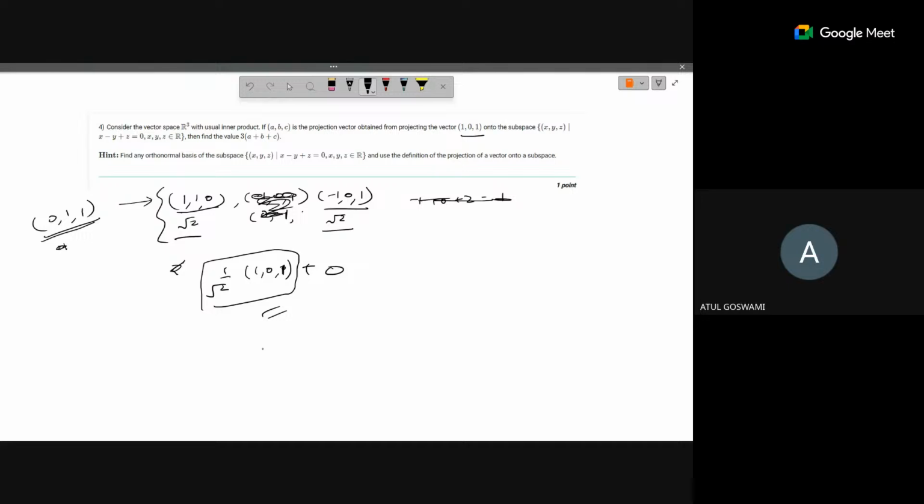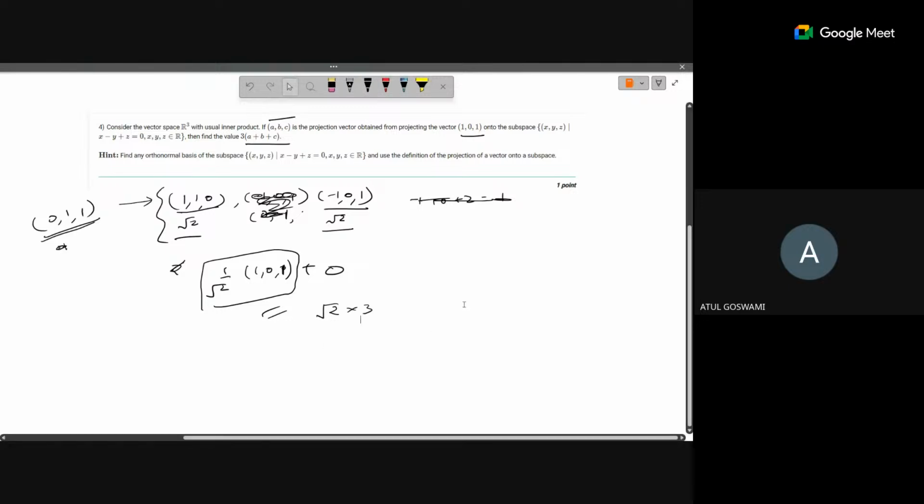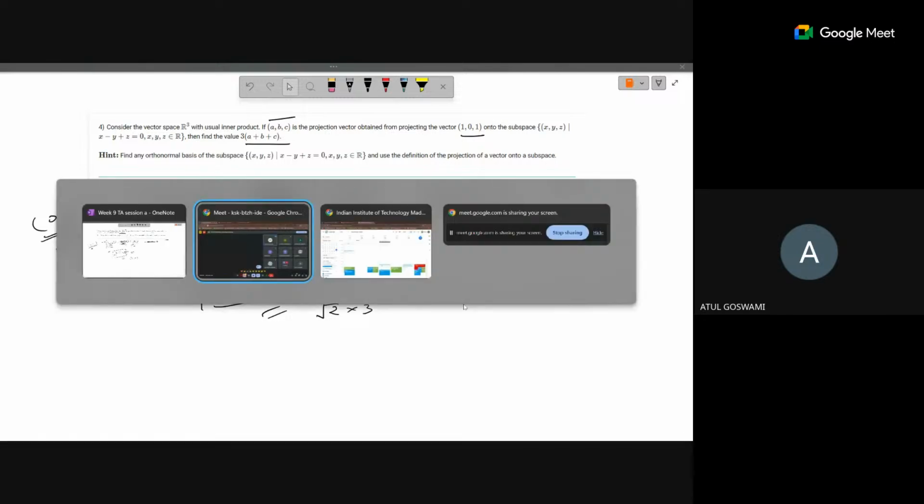This is the projection, given as A, B, C, and what is asked is 3 times A plus B plus C. I think we have made some mistake. Anyway, we are first finding the solution. A is 1 by root 2, C is also 1 by root 2, and B is 0. So 1 by root 2 plus 1 by root 2 is 2 by root 2, that is root 2, times 3. So 3 root 2 is the answer, but I don't think this is the correct answer.